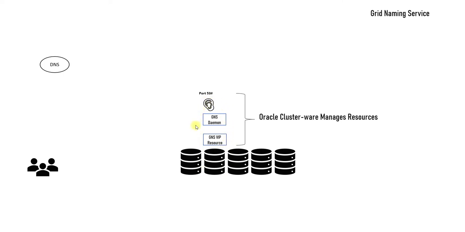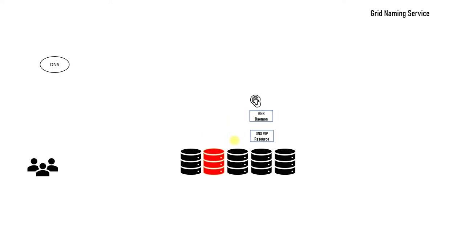The GNS daemon runs on only one node, because this is cluster aware. Let's say the node where that particular GNS VIP, resource and daemon is running fails. Then those resources will be started on another node. Okay, good. I hope you guys are understanding.